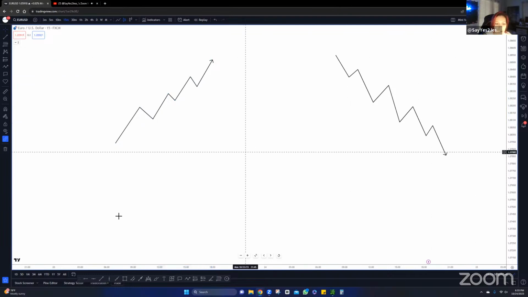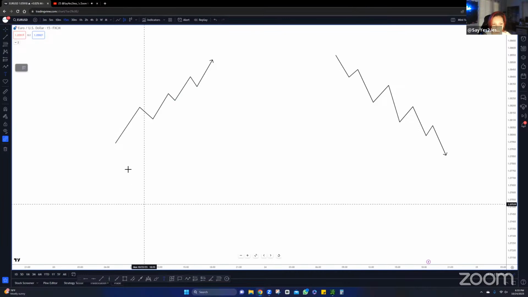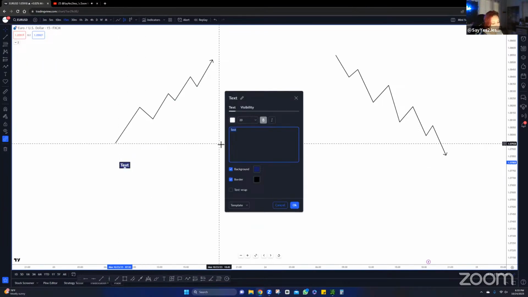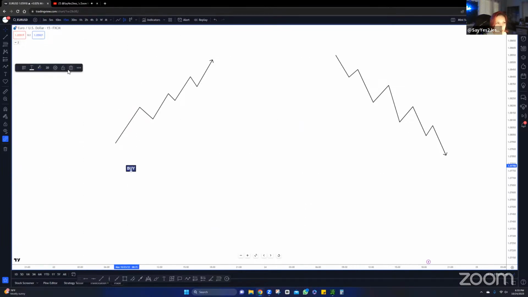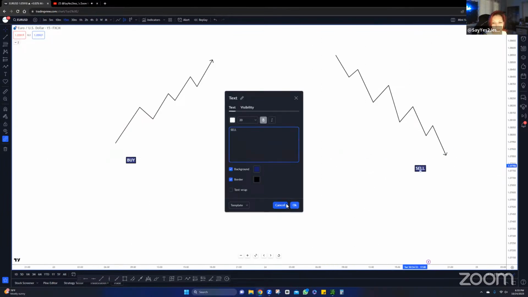Okay. Now, when you're drawing your Fibonacci for a buy, I'm going to write here buy so that you guys have this, so you can screenshot it if you need to. This is going to be our buy, and this right here is going to be our sell.